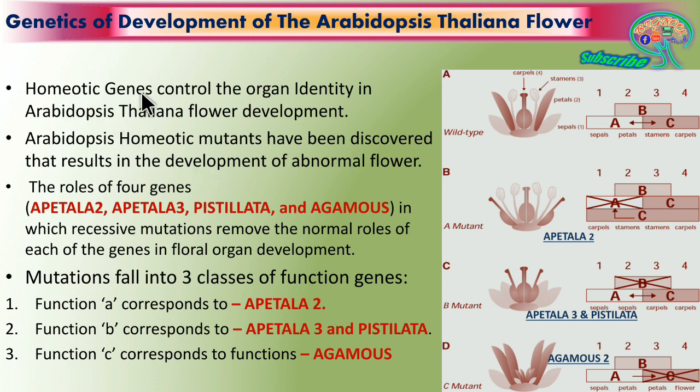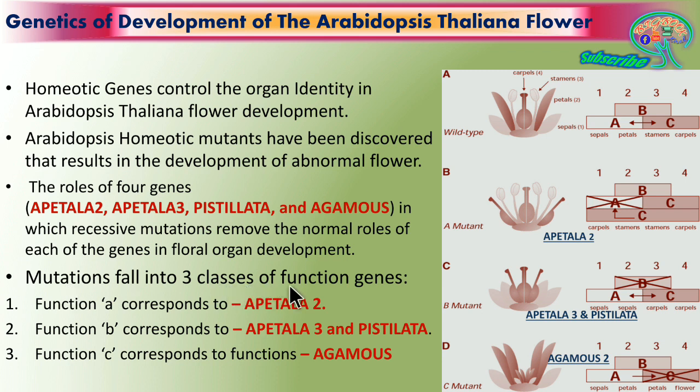Now, homeotic genes are the ones which control the organ identity in Arabidopsis thaliana for flower development. Now here are the roles of 4 of these homeotic genes: APETALA2, APETALA3, PISTILLATA and AGAMOUS. These 4 correspond with the sepals, petals, stamens and carpels. In these, recessive mutations remove the normal roles of each of the genes in floral organ development. So if the normal gene has been mutated, that mutated gene is not going to express in the form of the normal development of that particular organ. That is the meaning.